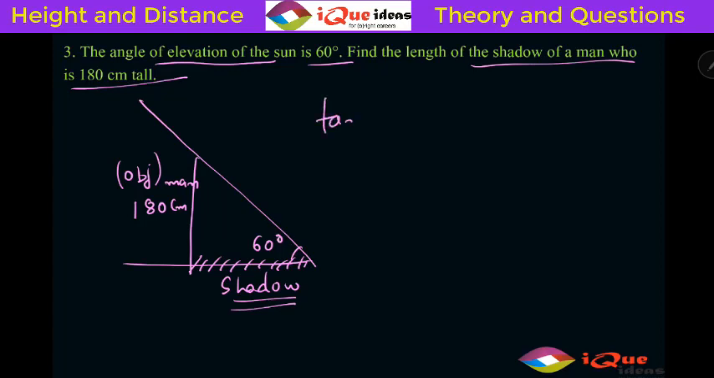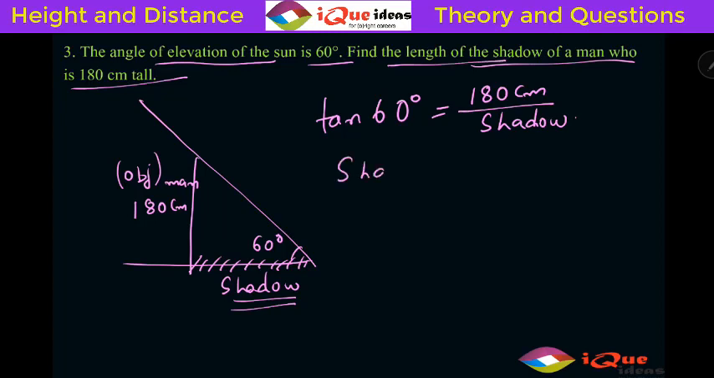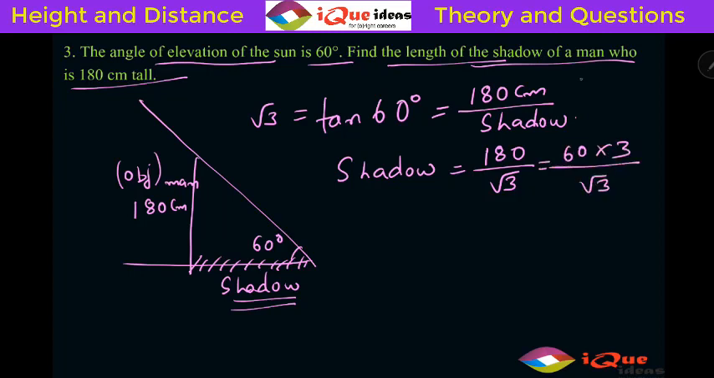So we can say tan 60 degree is equal to the object, that is 180 centimeter, divided by the shadow. Now what is the question saying? Find the length of shadow. So from here we can calculate shadow is equal to, now tan 60 degree is equal to root 3, so shadow length will be equal to 180 divided by root 3. Now you have to simplify it. 180 can be written as 60 into 3 divided by root 3. And 3 itself can be written as root 3 into root 3. So one root 3 will get cancelled, and we will have simply 60 root 3 centimeter. If the option is given as 60 root 3, write it like this only. So here is your answer.